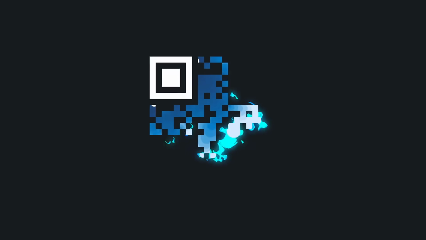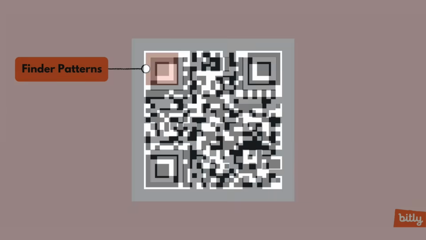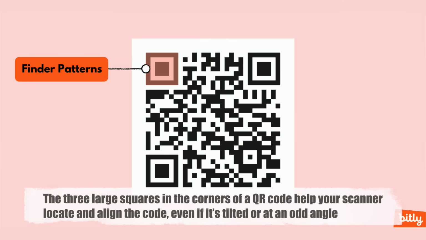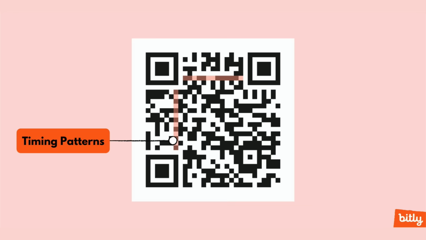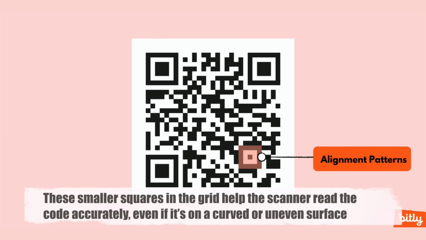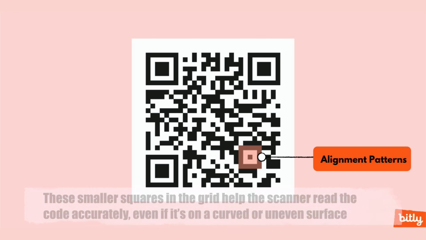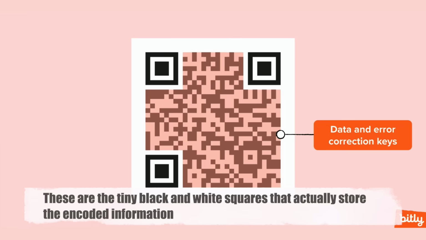A QR code might look like a random mess of pixels, but every part of it has a purpose. Here's a breakdown. Finder patterns. The three large squares in the corners of a QR code help your scanner locate and align the code, even if it's tilted or at an odd angle. Timing patterns. The lines of alternating black and white pixels between the finder patterns help the scanner measure the dimensions of the QR code. Alignment patterns. These smaller squares in the grid help the scanner read the code accurately, even if it's on a curved or uneven surface. Data modules. These are the tiny black and white squares that actually store the encoded information.